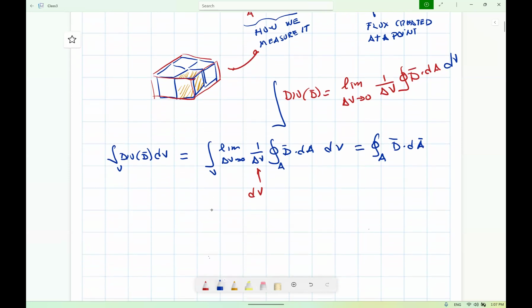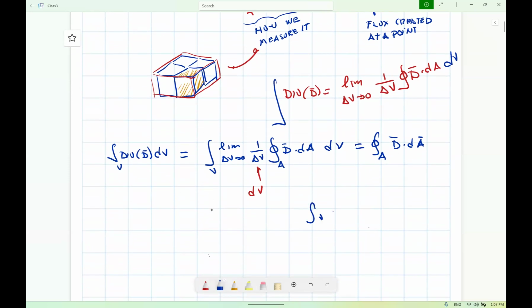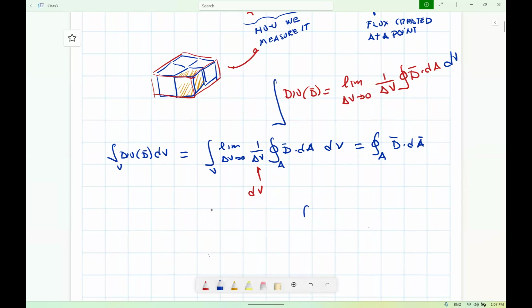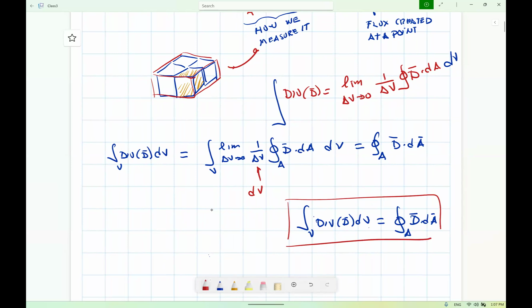So what I'm saying is the Gauss law, which is the volume integral of the divergence of D dV, is equal to the closed integral of D dot dA. And that can be demonstrated mathematically if you wish, or with little steps like this.